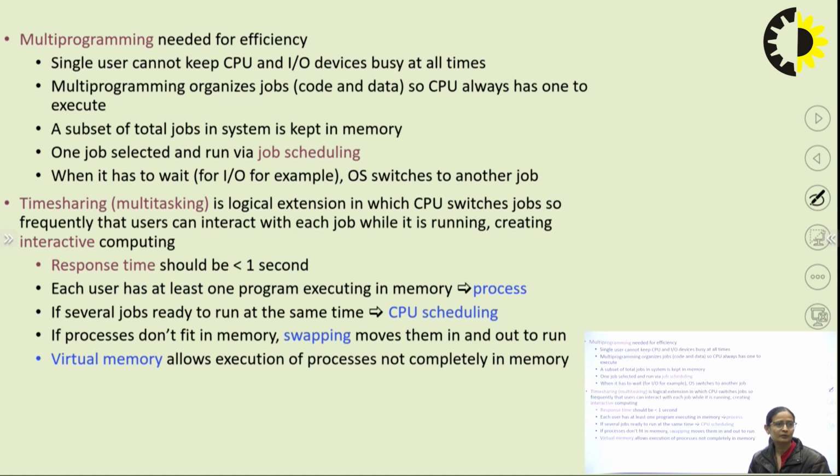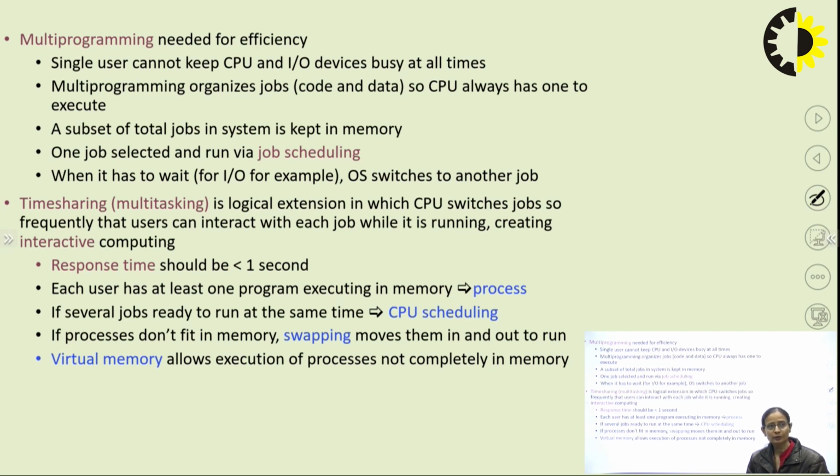What's the difference between multi-programming and time sharing, that is, multitasking systems? Multi-programming has basically been designed for efficient utilization of the resources. A single user cannot keep the CPU and input device busy all the time. So the multi-programming concept organizes the jobs, that is both code and data, so the CPU always has one to execute.